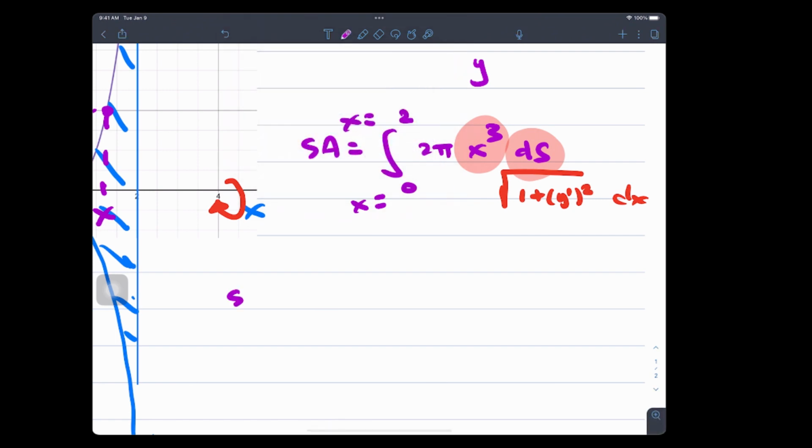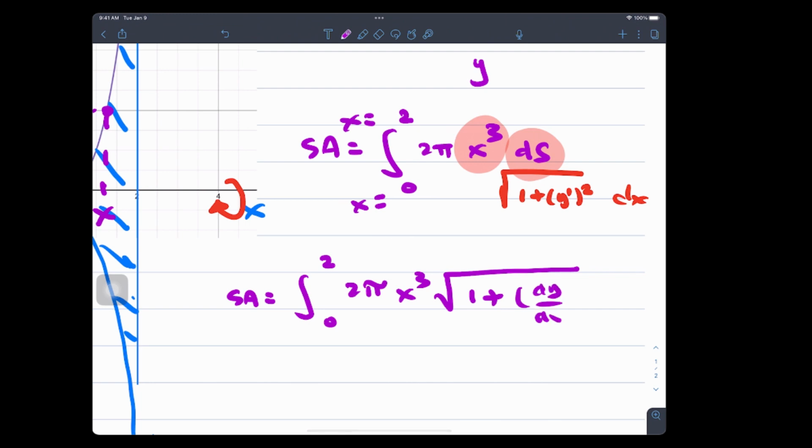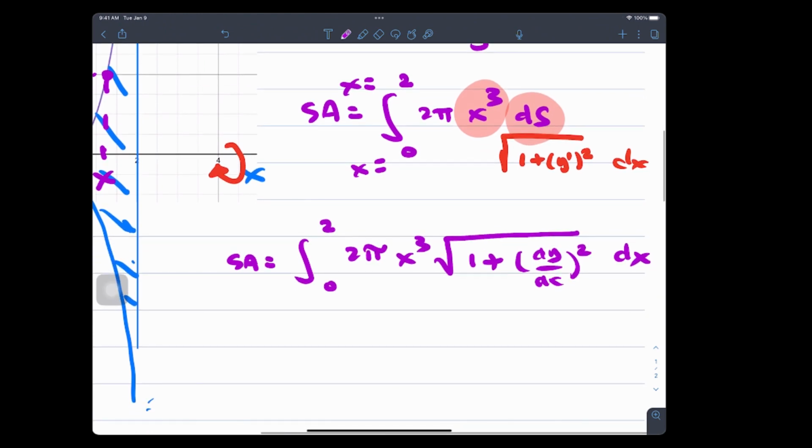So that surface area is going to be from 0 to 2. This is my x variable. 2 pi x cubed square root 1 plus dy dx squared. And now I can integrate because that's dx. It's not ds anymore. So it's the dx. So that's what I want to share with you guys. You got 2 options for ds here.